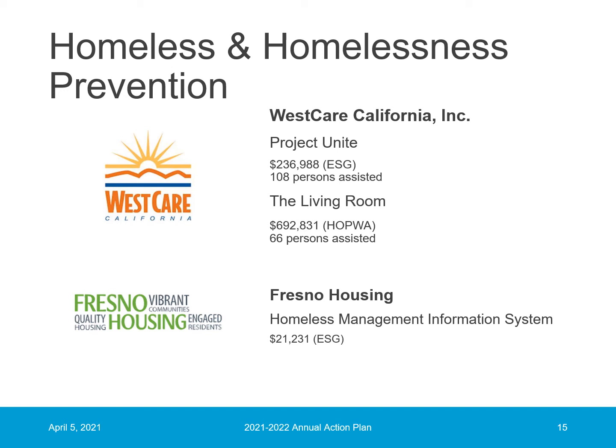$21,231 of ESG funds are proposed for Fresno Housing's Homeless Management Information System for the purposes of gathering and analyzing community data from various programs, including Emergency Solutions Grant. This system will be used to assess the effectiveness of the homelessness response system and inform decision-making and housing and services needs for individuals and families.